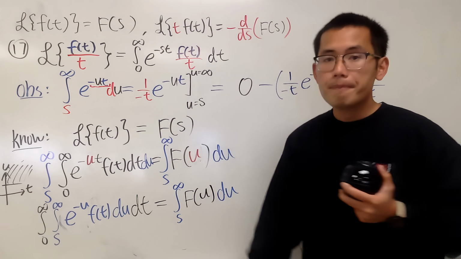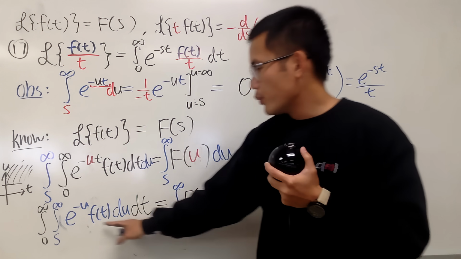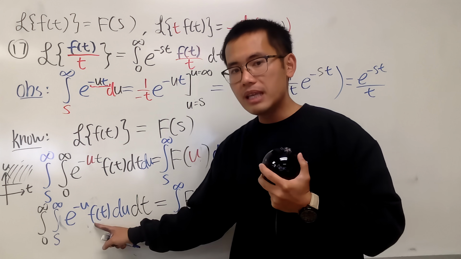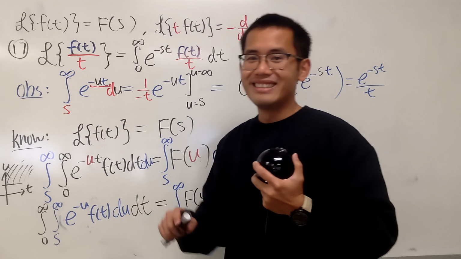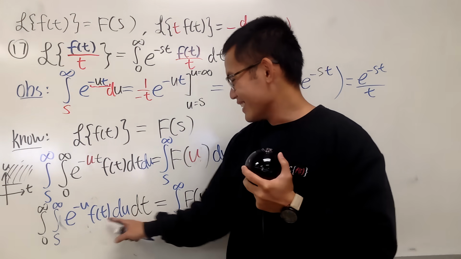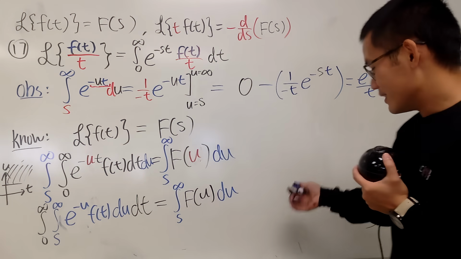Okay. On the left-hand side, have a look. We are looking at the u world first. That means f of t is just a what? It's just a constant. So you can put that right here. Cannot put it all the way in the front though, because you have to deal with that in the t world. So have a look.